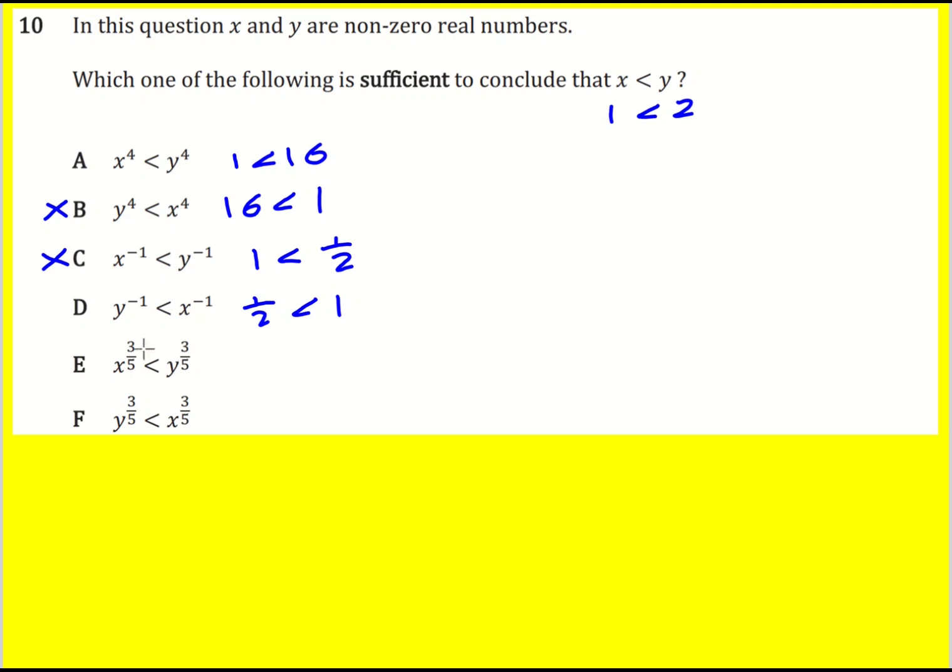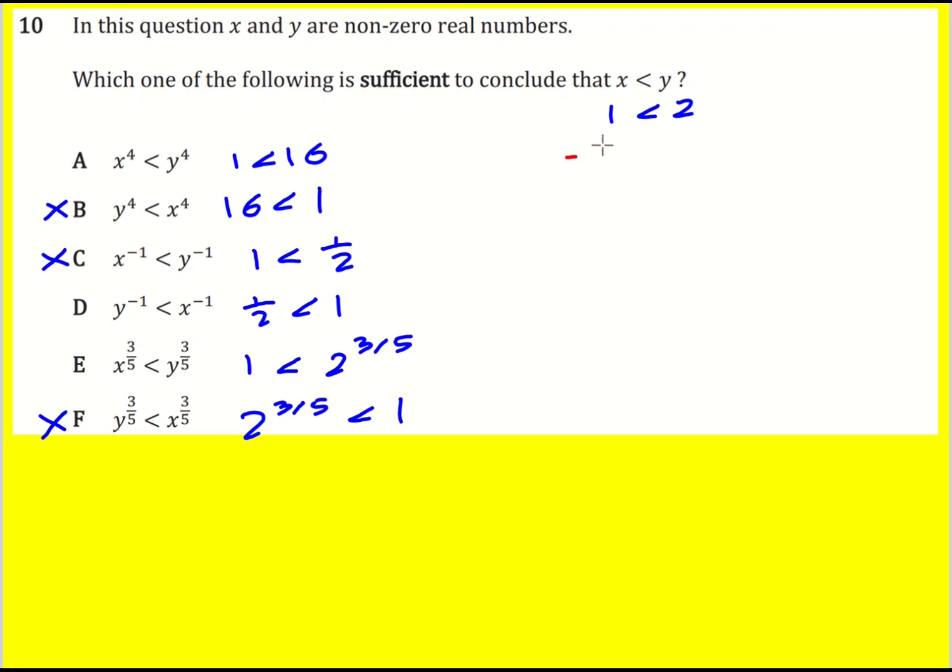And then if we raise to the power of 3 over 5, we're going to get, well, 1 to the 3 over 5 is 1, and that is going to be less than whatever 2 to the 3 over 5 is. So that one's okay. But you can see that it's then not going to work the other way around. So I've already ruled out 3 of them. Let's bring in the negatives now.